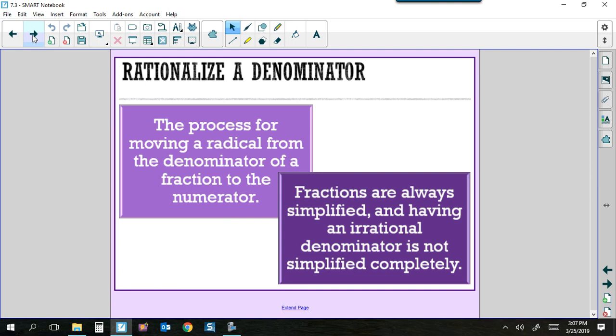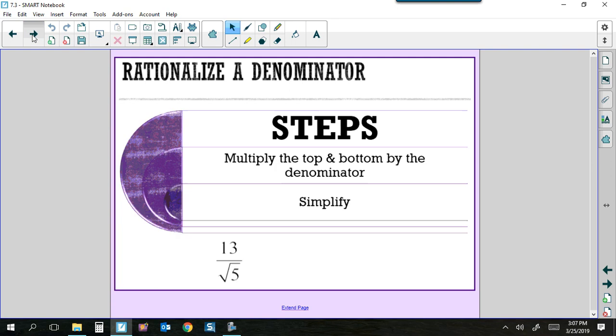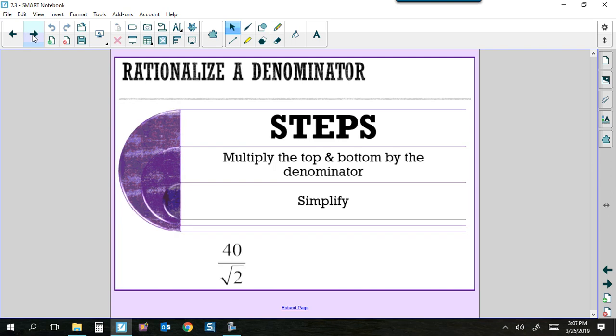Fill in the blanks. That's basically what we were saying. How do you do this? Easy. Here are your steps. So the steps you need to be writing down, you're going to multiply the top and bottom by the denominator. Then you just simply simplify it.